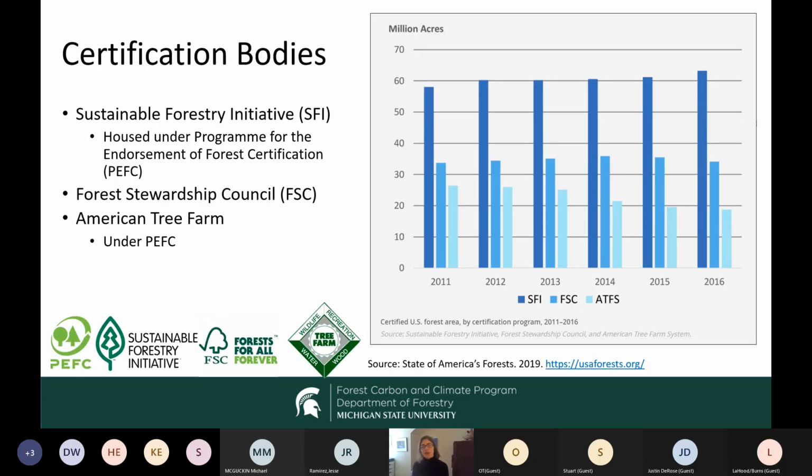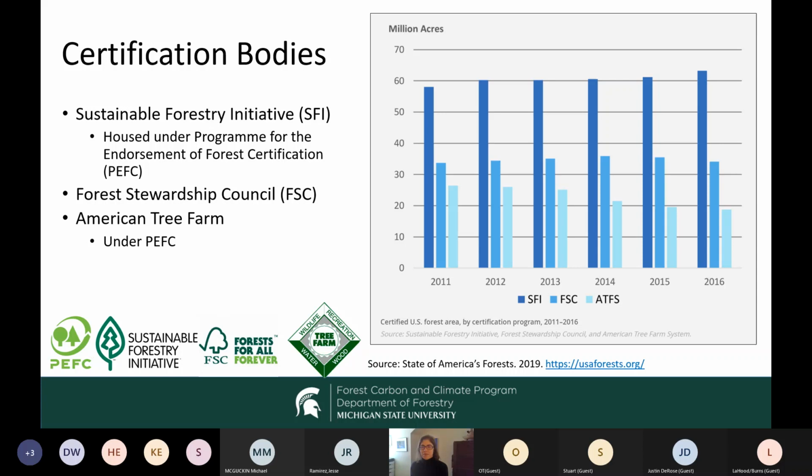Just a quick snapshot of what we're looking at in the US when we talk about certification. The most common in the US from an acreage perspective is SFI. Second to that is FSC, and then American Tree Farm, which is under PEFC, similar to SFI. It's sort of an umbrella certification body. This figure is a little hard to see what's going on. It's relatively static from 2011 to 2016, but you see a slight increase in acreage covered by SFI, relatively stagnant FSC, and declining acreage in ATFS.